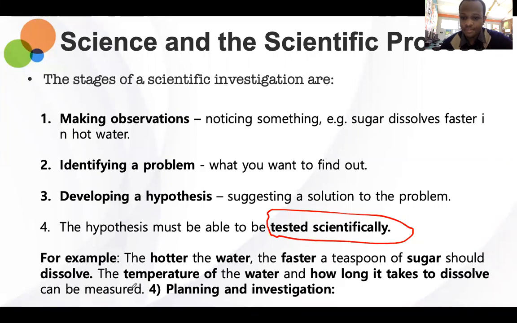So therefore, if this is our hypothesis right here. So our hypothesis, or we're coming up with a reason for this problem, right? Is that the hotter the water, the faster a teaspoon of sugar should dissolve. This is our hypothesis. This is our expectation.